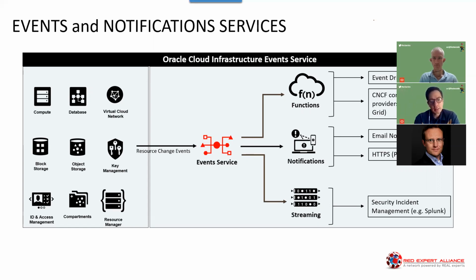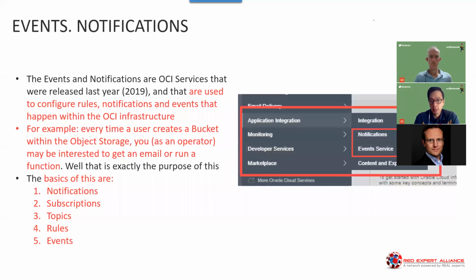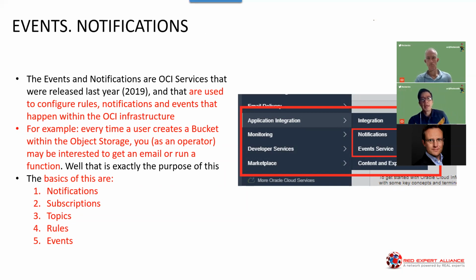If we move to the next slide, we will see that those two services are located within the same submenu. If you click on the burger menu at the top left of the screen and go down to the application integration submenu, you will have those two options, the notifications and the event service. I think they were released last year around July or August, and they've been constantly upgraded in order to be integrated more and more within the OCI infrastructure, okay?